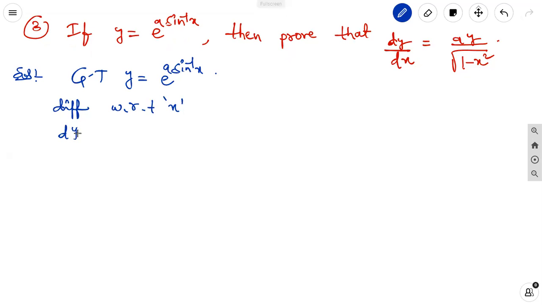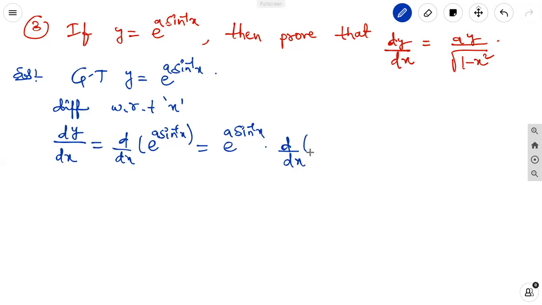Differentiating y with respect to x, dy by dx equal to d by dx of e power a sine inverse x. The derivative of e power x is nothing but e power the same term, that is e power a sine inverse x. Again, d by dx of the inner function, a sine inverse x. It is equal to e power a sine inverse x; a is a constant, then the derivative of sine inverse x is 1 by under root of 1 minus x square.